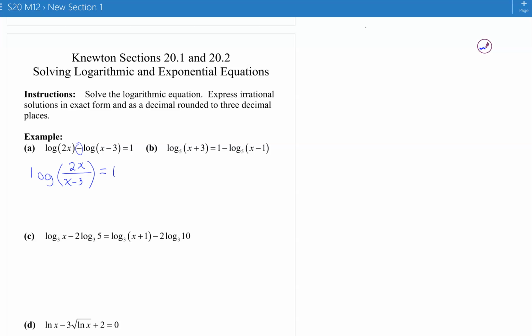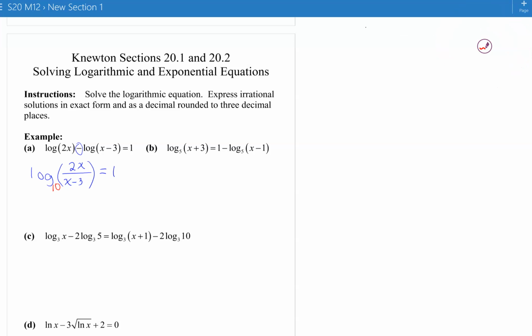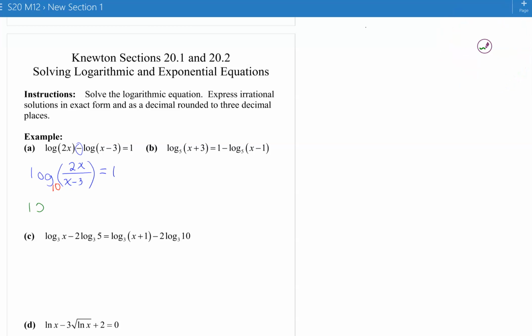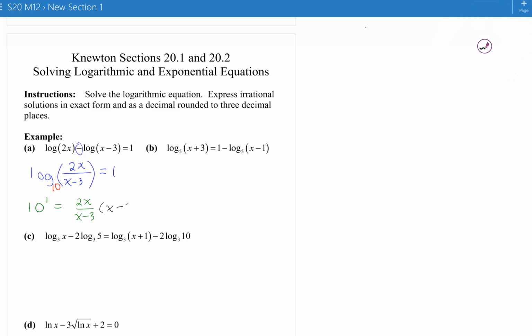So I've combined the logs into a single logarithm, and now we're not seeing a base. This is the common log that has base 10 that doesn't get written. It's understood to be a 10. So then I write in exponential form as 10 to the 1 equals 2x over x minus 3. And we can solve this. So whenever the variable you're trying to solve for is in a denominator, multiply both sides by the denominator so that you don't have a denominator anymore.